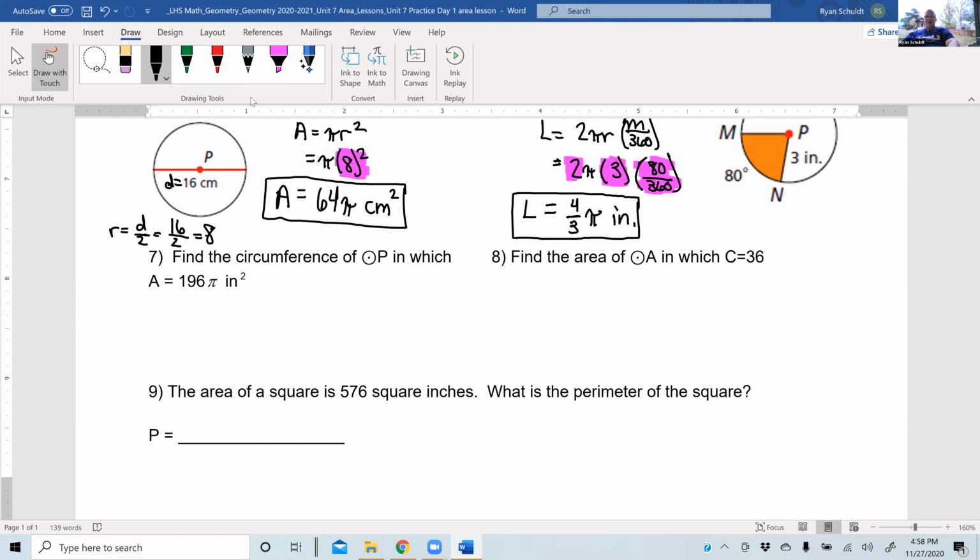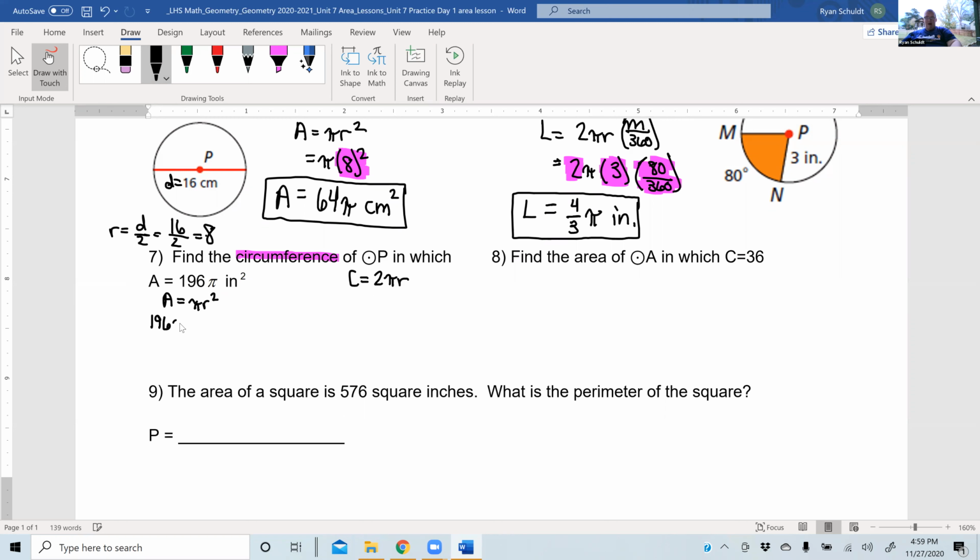Okay, number 7. Find the circumference of circle P where the area is 196 pi. Well, let's see. What's our formula for circumference? 2 pi r. That's what we want. Is that what we're given though? No, we're given area. Area is pi r squared. So I've got to use my area to get my radius and then take my radius and plug in to find my circumference.